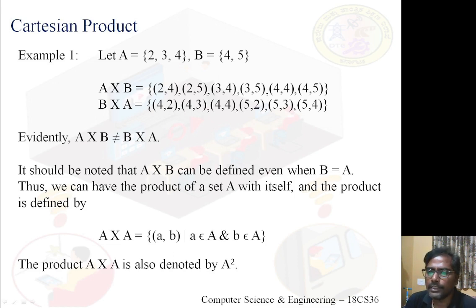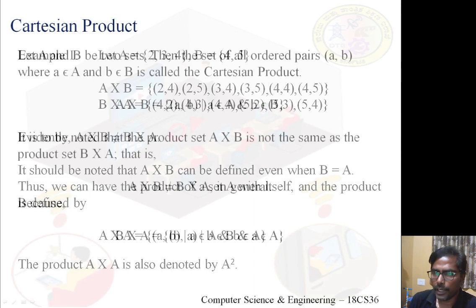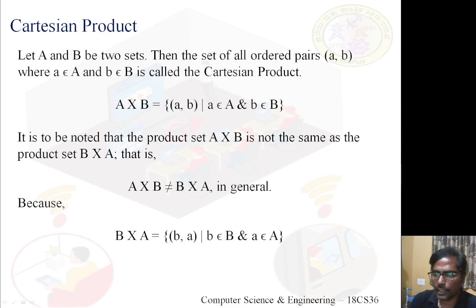Okay. Now similarly, to compute B cross A, as we can see in the first slide, B cross A is nothing but the set of all possible ordered pairs of the form B comma A, where B is an element of set B and A is an element of set A.